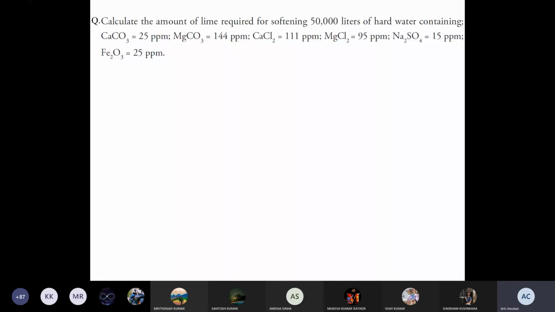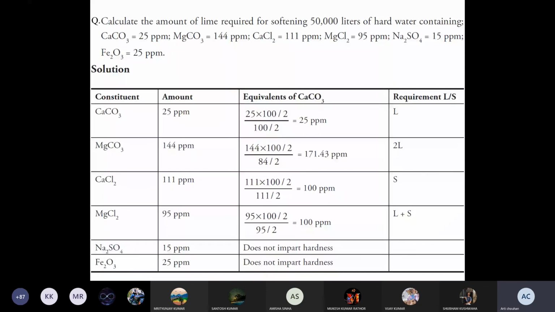So first, convert all the values in terms of their calcium carbonate equivalent. For that, it's better to draw a table and write all the constituents, then their given amount, then convert them into their equivalent of calcium carbonate by simply multiplying by its multiplication factor.